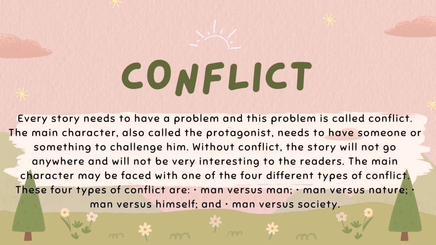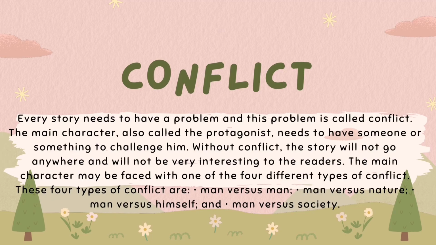Speaking of conflict, every story needs to have a problem, and this problem is called conflict. The main character, also called the protagonist, needs to have someone or something to challenge him. Without conflict, the story will not go anywhere and will not be very interesting to the readers. The main character may be faced with one of four different types of conflict. First, man versus man. Second, man versus nature. Third, man versus himself. And fourth, man versus society.